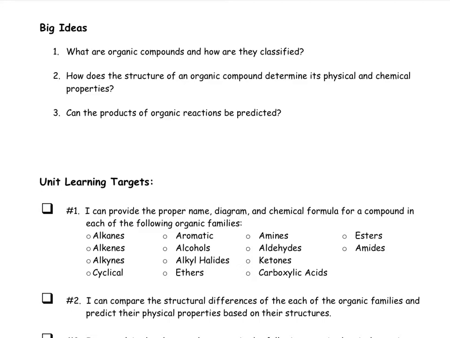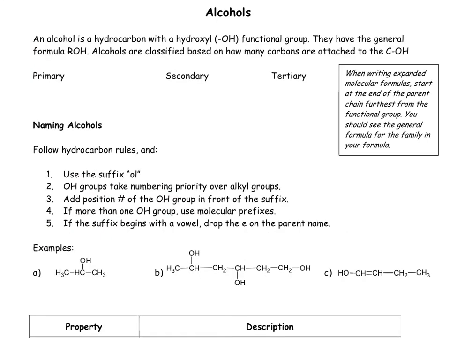In this lesson, we're going to continue our work on big idea number 1 and 2: how are organic compounds classified and how does their structure determine their properties. Today we're going to talk about alcohols, alkyl halides, ethers, and amines. An alcohol is a hydrocarbon with a hydroxyl functional group. They have the general formula ROH. R stands for the hydrocarbon.